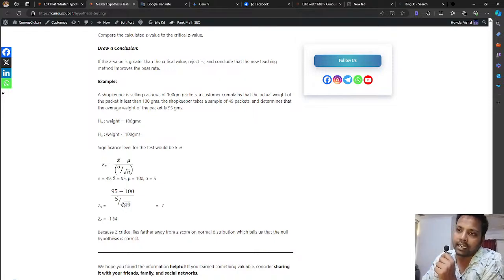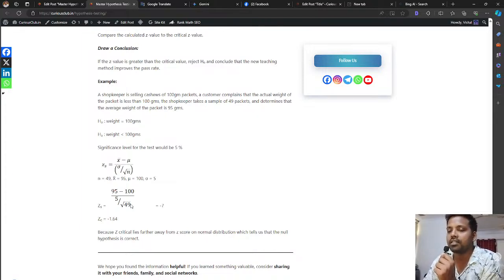I wanted to say that I have taken enough samples. Maybe you're thinking, oh, the packets are so many, how can you just measure 49 packets? He's selling cashew packets. He's not selling only 10 packets, not only 20, not only 100. It's a business, so there must be thousands of packets.